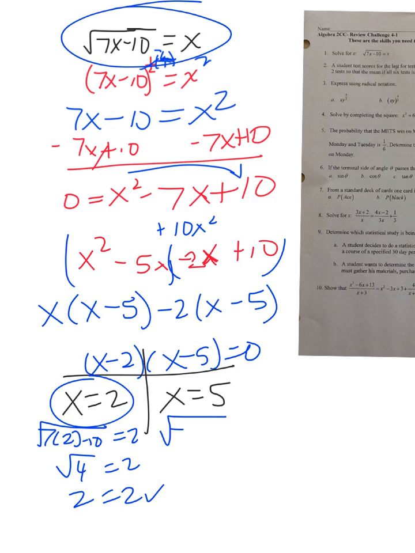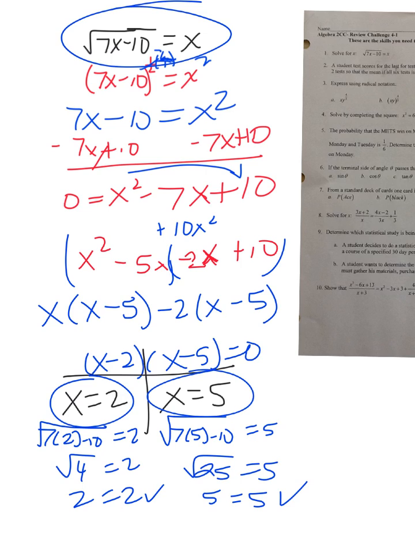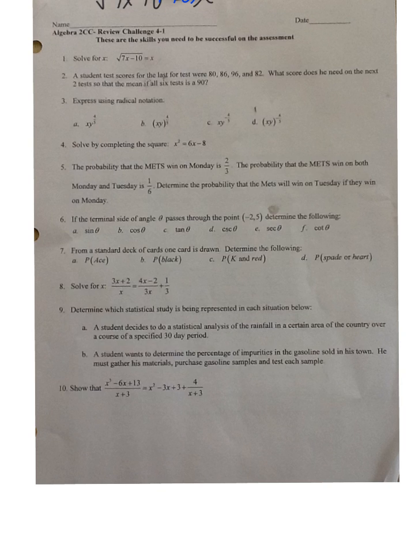We have the square root of 7 times 5 minus 10 equals 5. 7 times 5 is 35, minus 10 is 25, so it's the square root of 25 equals 5. Yes, 5 equals 5, so that checks, so they're both good answers. All right, let's take a look at 2.